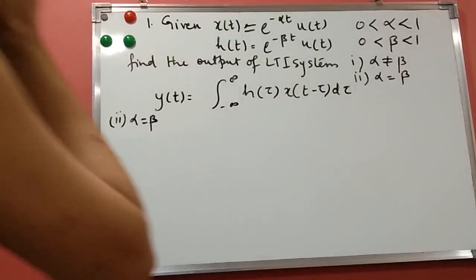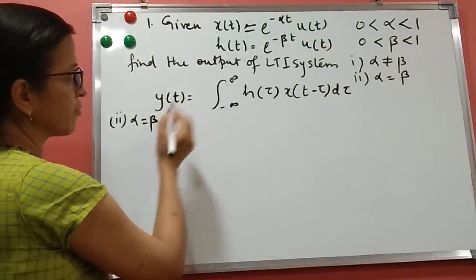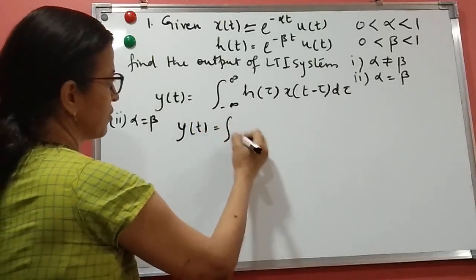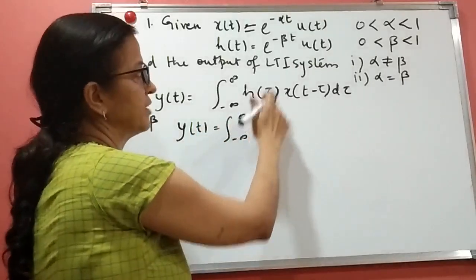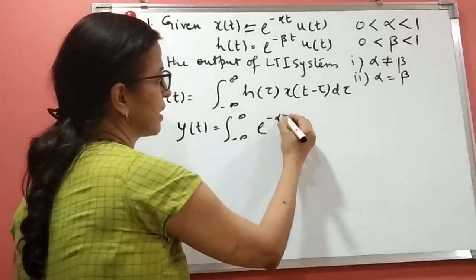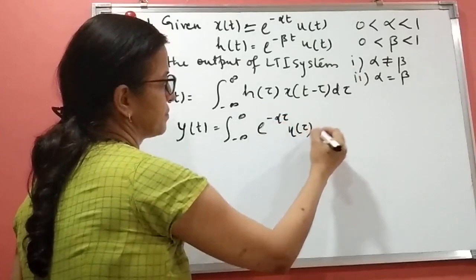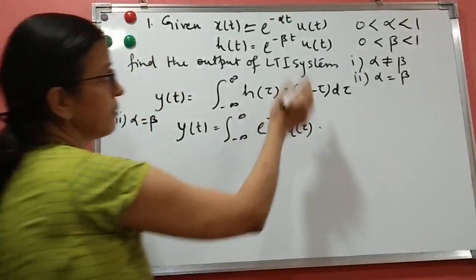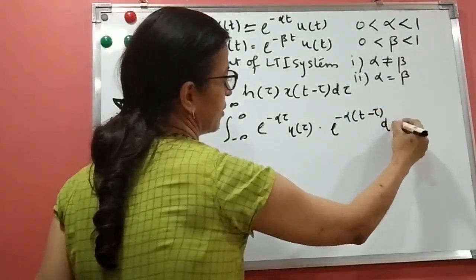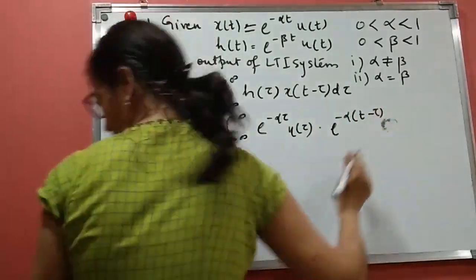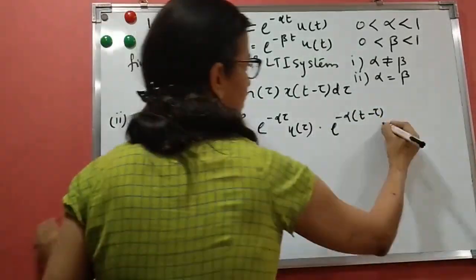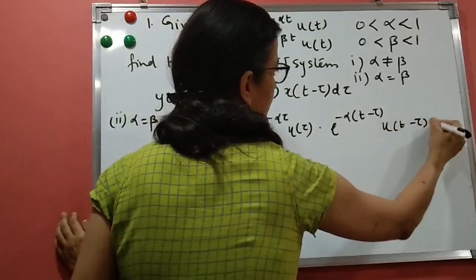So now we'll see when alpha equals beta. When alpha equals beta, we'll say only alpha. So what is now y of t? y of t equals integral from minus infinity to infinity of h of tau. h of tau is e raised to minus beta tau, but we are writing alpha equals beta, then e raised to minus alpha tau u of tau, into x of t minus tau, that is e raised to minus alpha (t minus tau) u of (t minus tau) d tau.